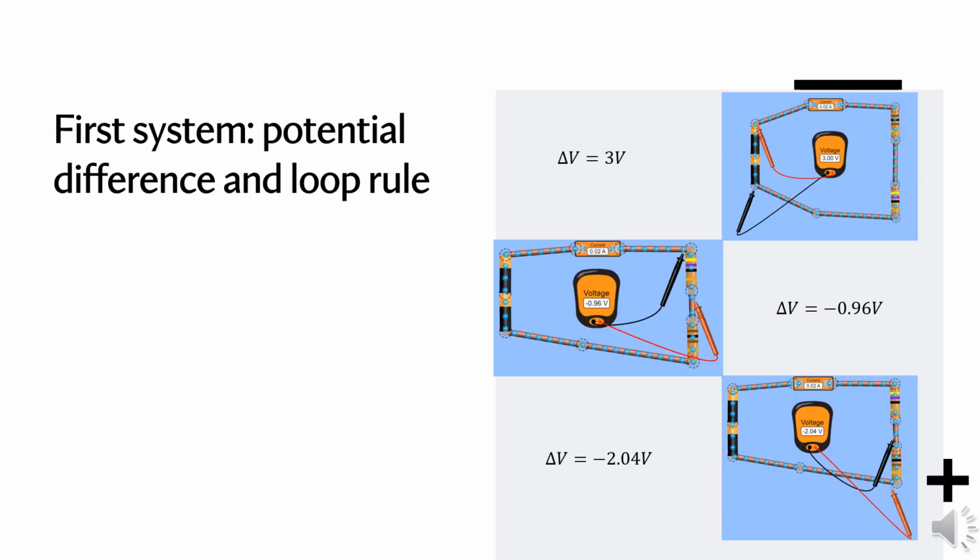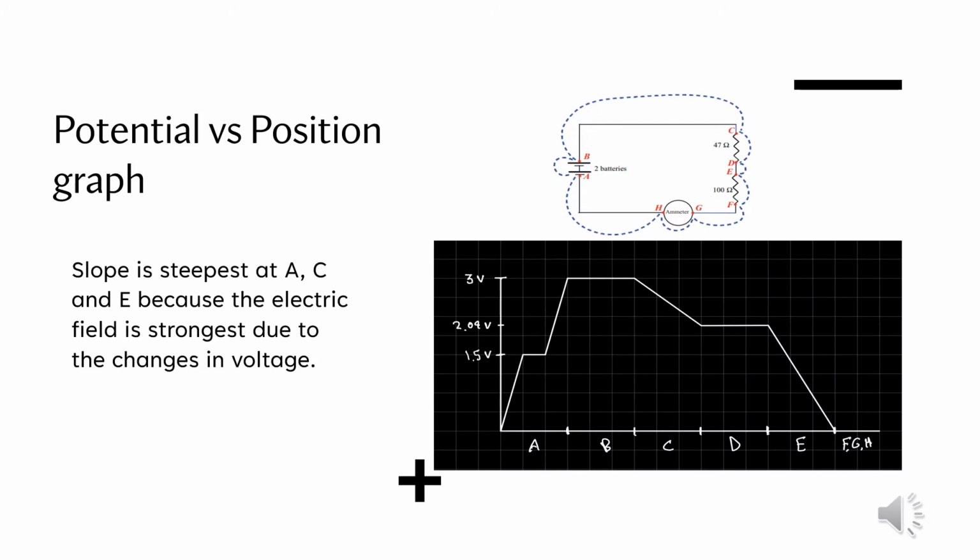According to the loop rule, the summation of all potential differences in each part of the circuit should always be equal to zero. Here is the graph for our potential distribution. The slope is steepest at A and C and E because the electric field is strongest due to the changes in voltage.